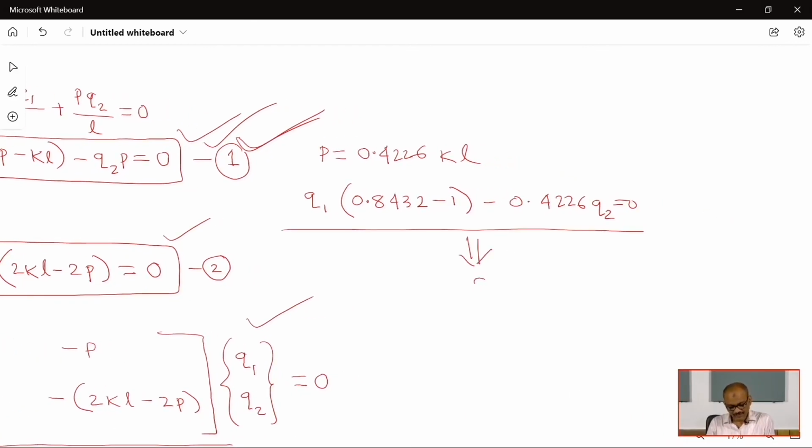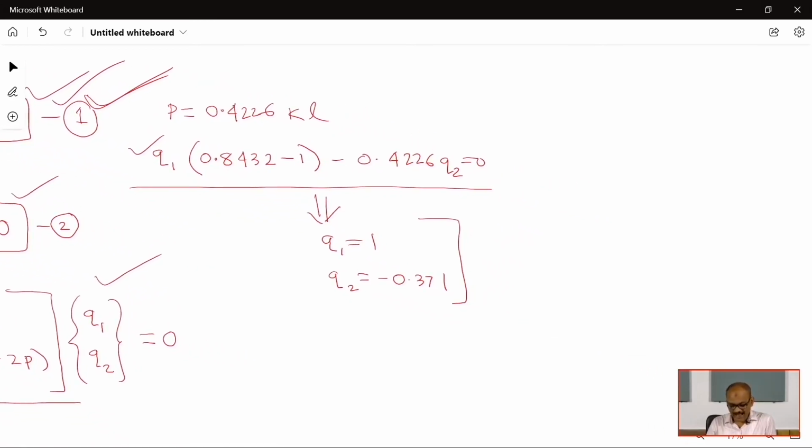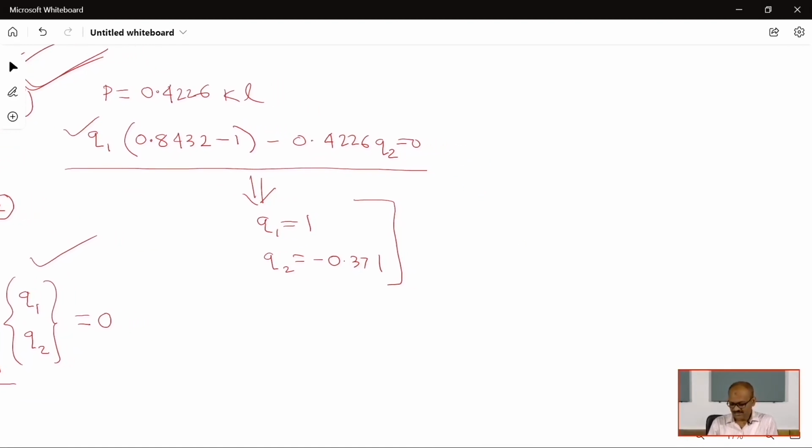This implies that Q1 and Q2 are dependent. We cannot independently find the values of Q1 and Q2. If the Q1 value is equal to 1, then the Q2 value will be minus 0.371. And this corresponds to the antisymmetric mode of buckling.